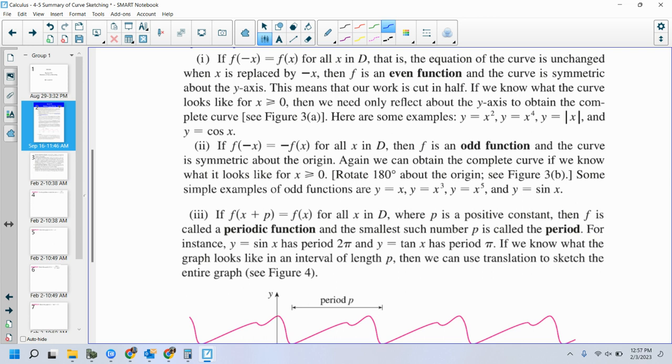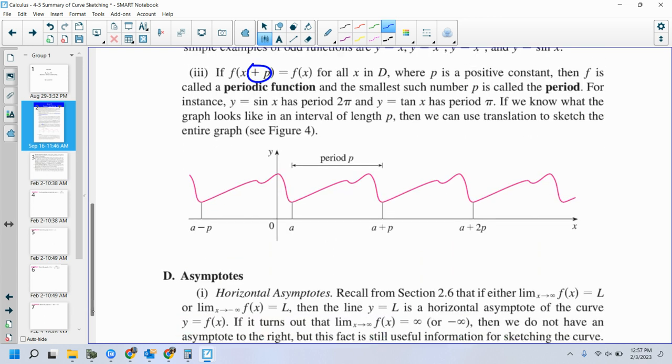But there could be some that are periodic. Now, the algebraic definition of something being periodic is that if you have f of x plus p, even if you add a period, then it would still be f of x. Even if you added on a full length, it would still be equivalent to f of x. For our purposes here, the only periodic functions that we're going to be working with are trigonometric ones. Here's just another example of a periodic one.